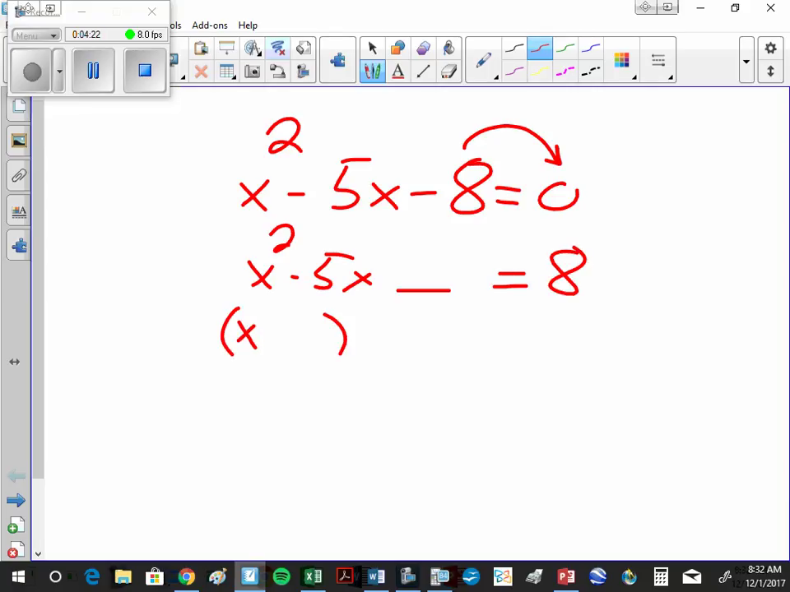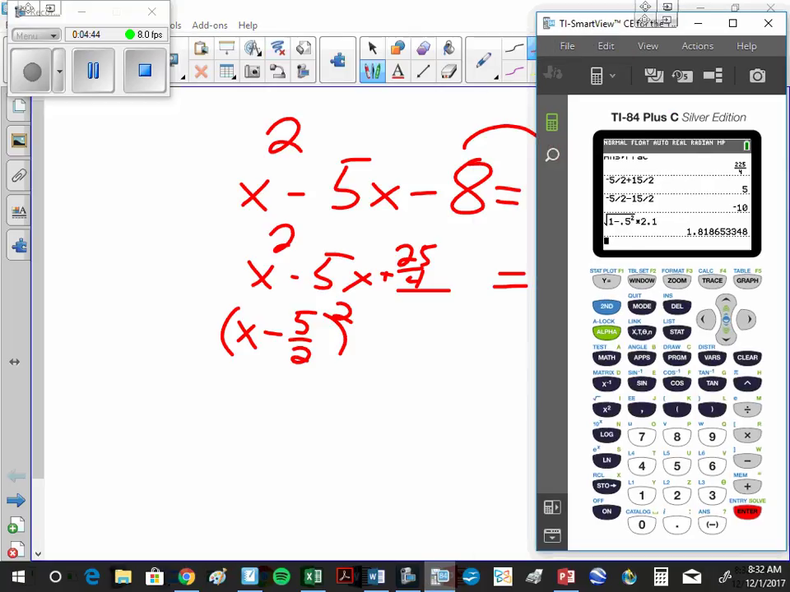What goes in the factor? 5 over 2 to the second. What's the number I'm missing? 25 fourths. So over here I'm going to add 25 fourths. I don't know what 8 plus 25 fourths is in my head. I just turn my calculator on. And 8 plus 25 over 4.